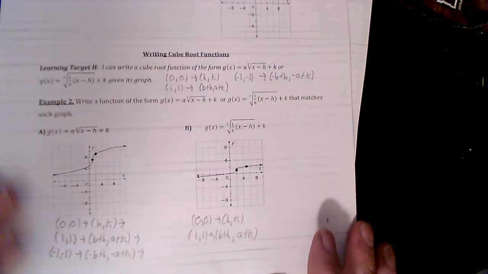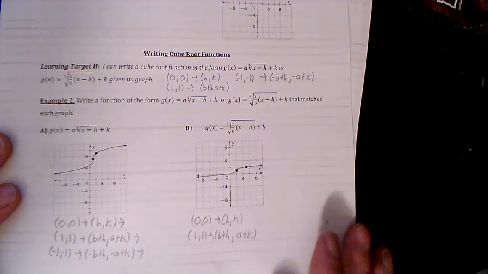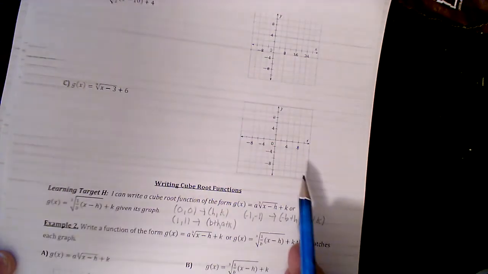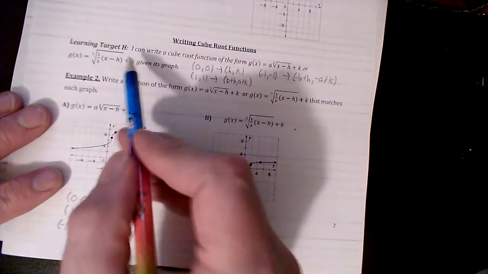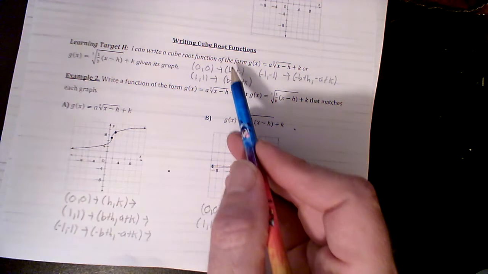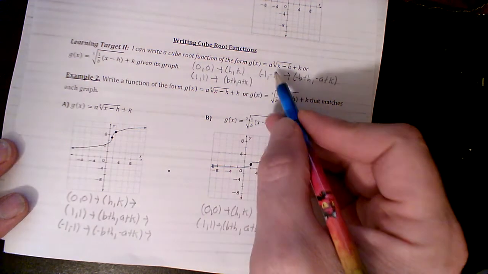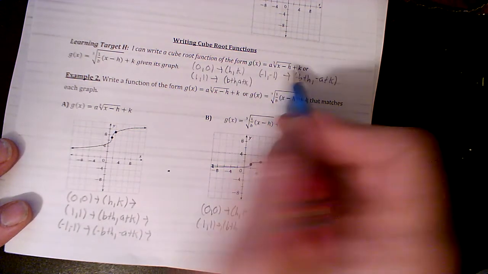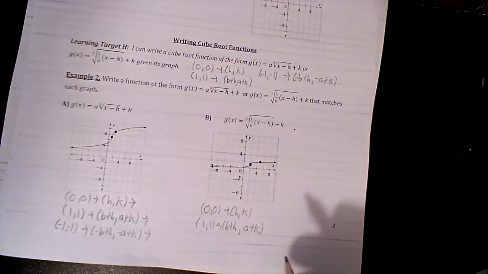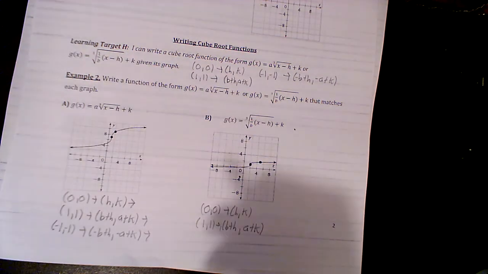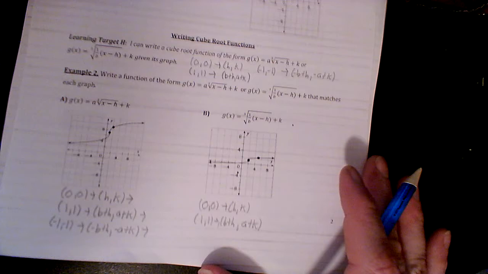Okay, coming down to it, once again we've taken equations and drawn graphs, right? And now we're doing it backwards. We're taking the graphs and writing equations. The learning target is: I can write a cube root function of the form a times the cube root of (x minus h) plus k, or the cube root of (1 over b)(x minus h) plus k, and this is from a graph. So here we go. Let's do it.